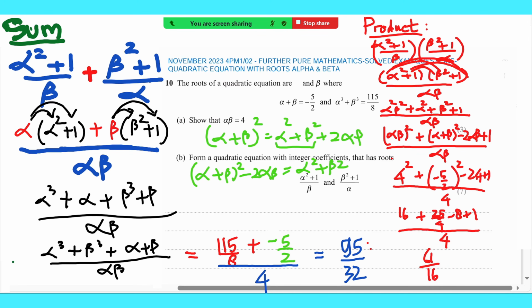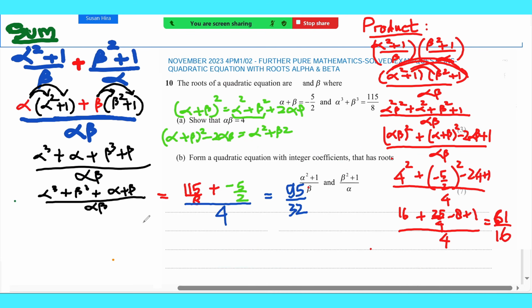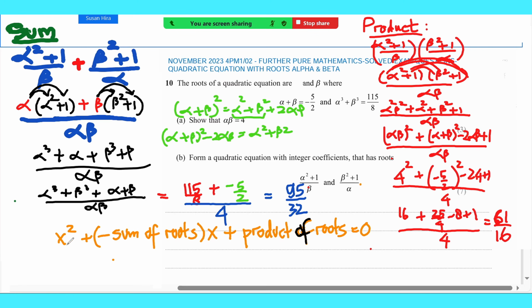Now it's time to rearrange everything. Now to make the quadratic equation, we know that what we need is x squared plus negative of the sum of roots, and then plus the product of roots. So let's assemble the quadratic equation: x squared plus negative of 95 over 32, that is the sum which we counted earlier. Now the product of the roots is 61 over 16. So we have x plus 61 over 16 equals 0.